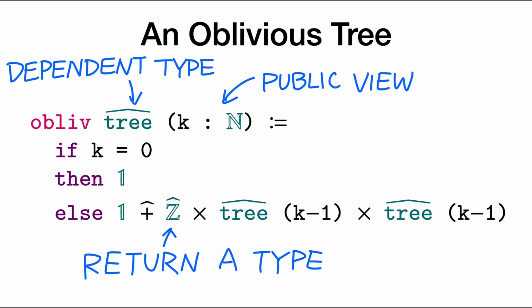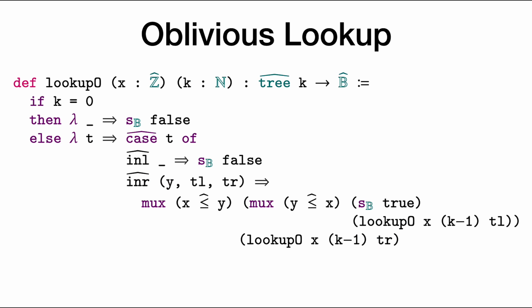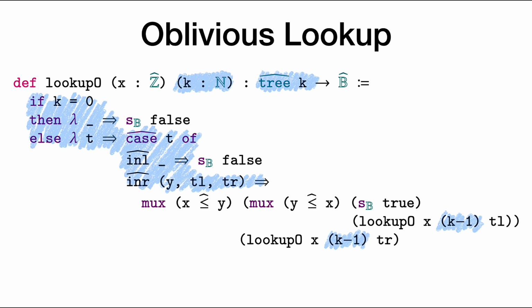This type level function should compute to a type that stipulates the shape of the tree. We can also define it with a different public view, such as the upper bound of the spine. Now we can define an oblivious lookup function this way, and our type system ensures this program will be oblivious. However, in order to make the type system happy, programmers need to restructure the program to only depend on the public view. As a result, this program contains a lot of boilerplate and obscures the original program logic.